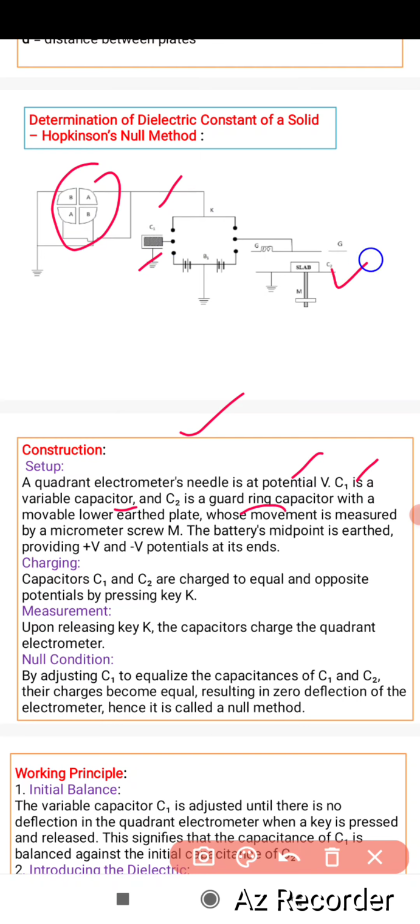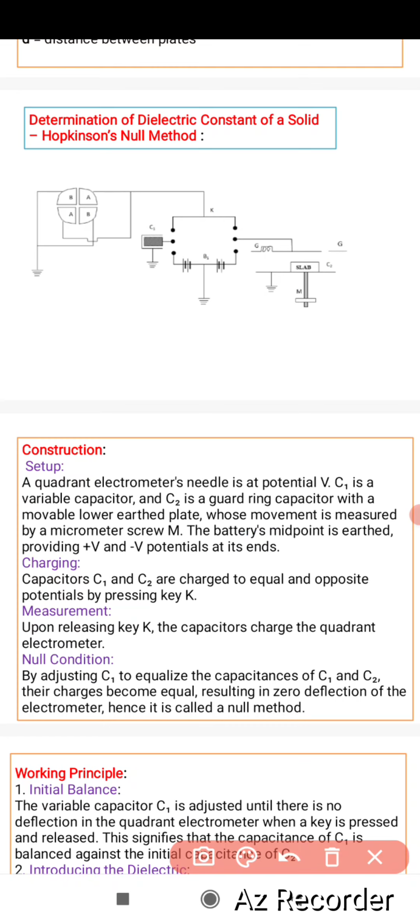and C2 is a guard ring capacitor with a movable earthed plate, whose movement is measured by a micrometer screw M. The battery B has its midpoint earthed, providing a potential of minus V and plus V at the ends.